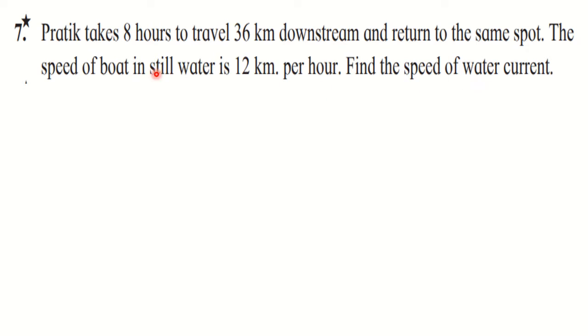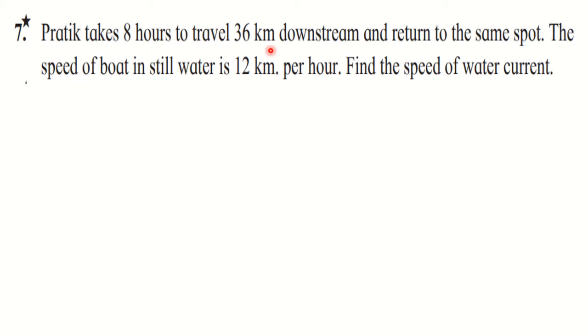Now here speed of boat must be greater than speed of water current, then only the boat can go upstream. If the speed of the boat is less than the speed of water current, then the boat cannot travel upstream, because the speed of the current will oppose the speed of the boat and it is not possible for the boat to travel upstream. So here it is very sure we are going to get the speed of water current less than 12.